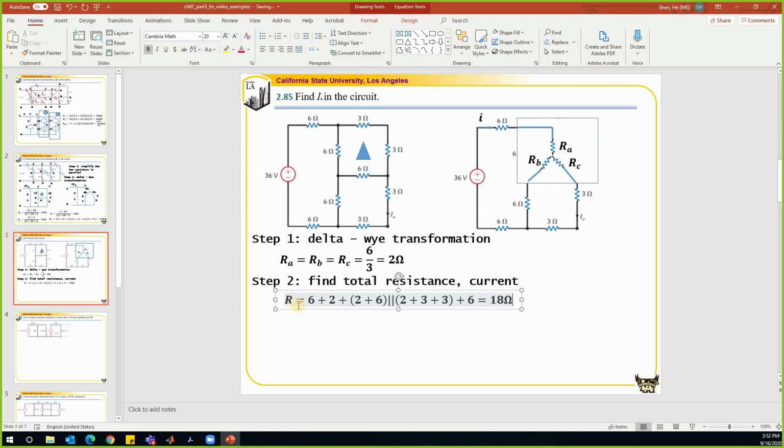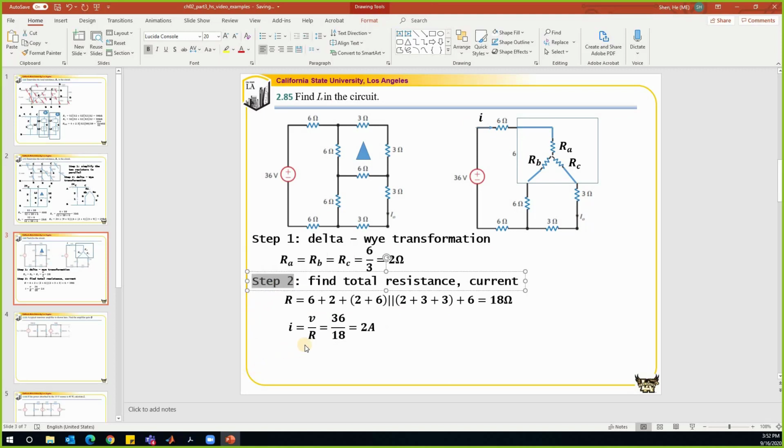Now we can use Ohm's law to find the current. And the voltage applied on the whole network, that is 36 volts, and the total resistance, that is 18 ohm. So we find it as 2 amp. After we find the overall current is 2 amp, we'll be able to find IO.